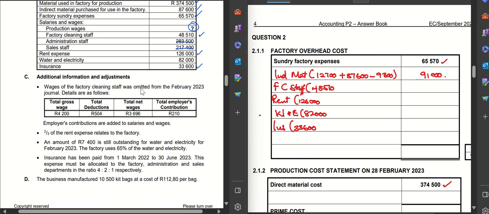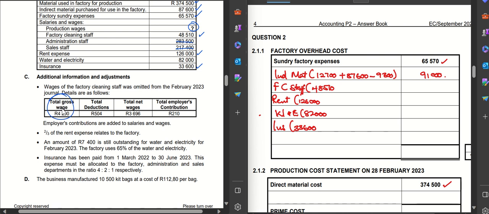Then the adjustments proceed as follows. Wages of the factory cleaning staff was omitted from the February 2023 journal. Details are as follows. Okay, so once you see wages have been omitted, it is very important that you know that we adjust the gross.